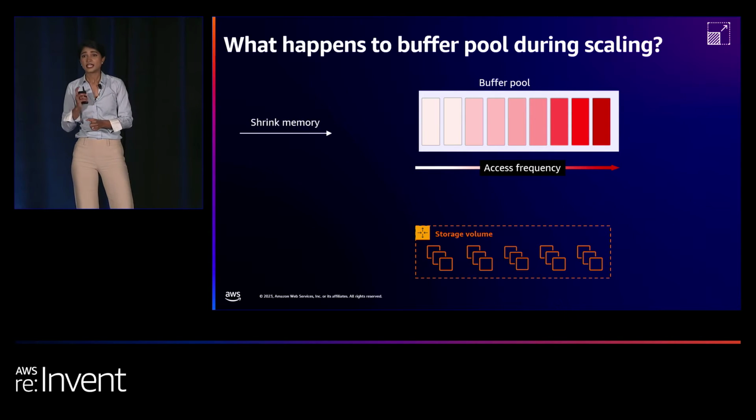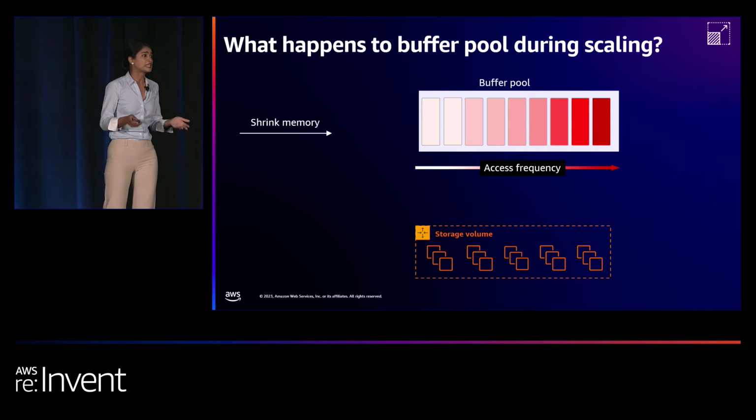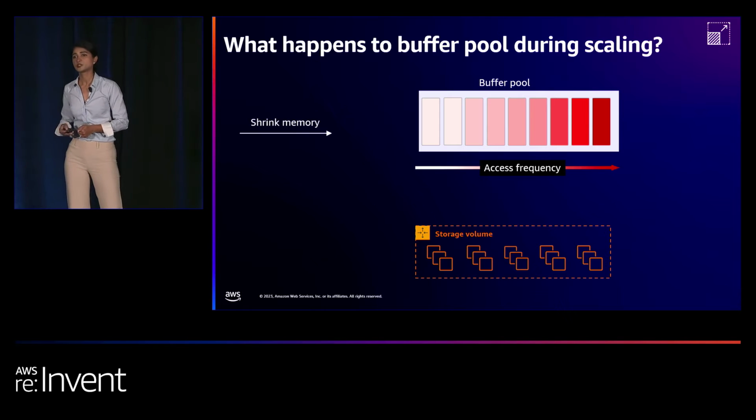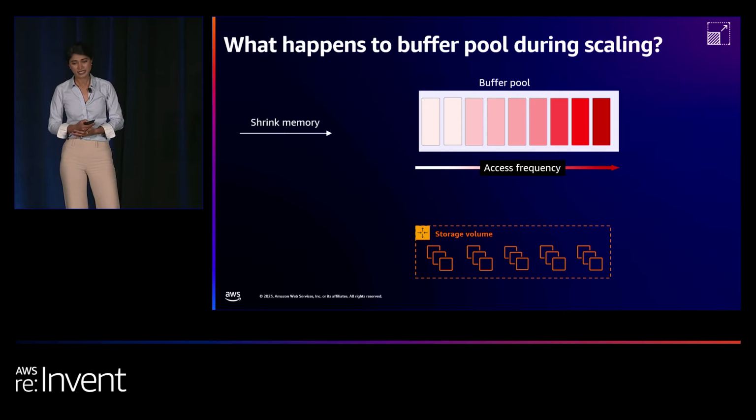Now, I talked about how scaling up was instant, because when you need those resources, you want to make sure you get them right away. But for scaling down, we want to be cautious. We want to make sure that we're not prematurely evicting these pages that you may need, and then you have to go fetch them again. So for scaling down, we take a more cautious approach. And in the demo, you'll see this intentional stepwise decrease for scaling down.